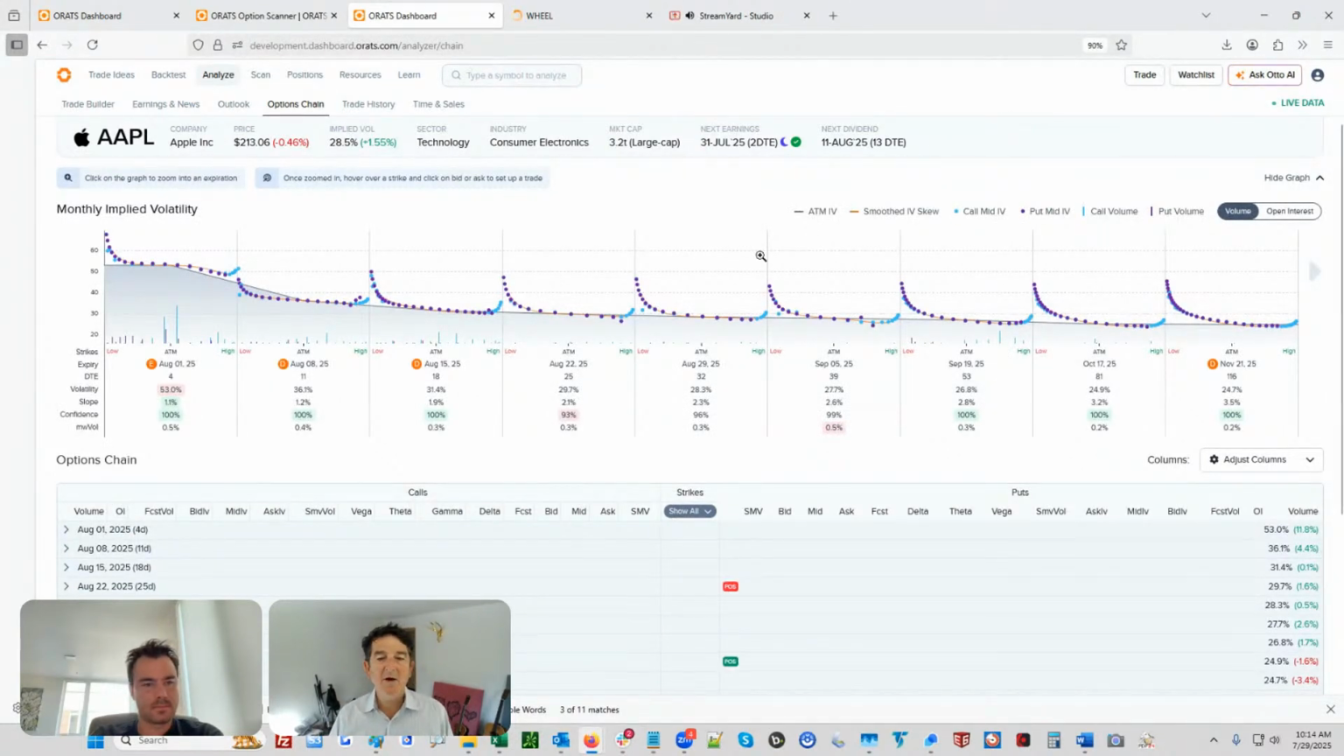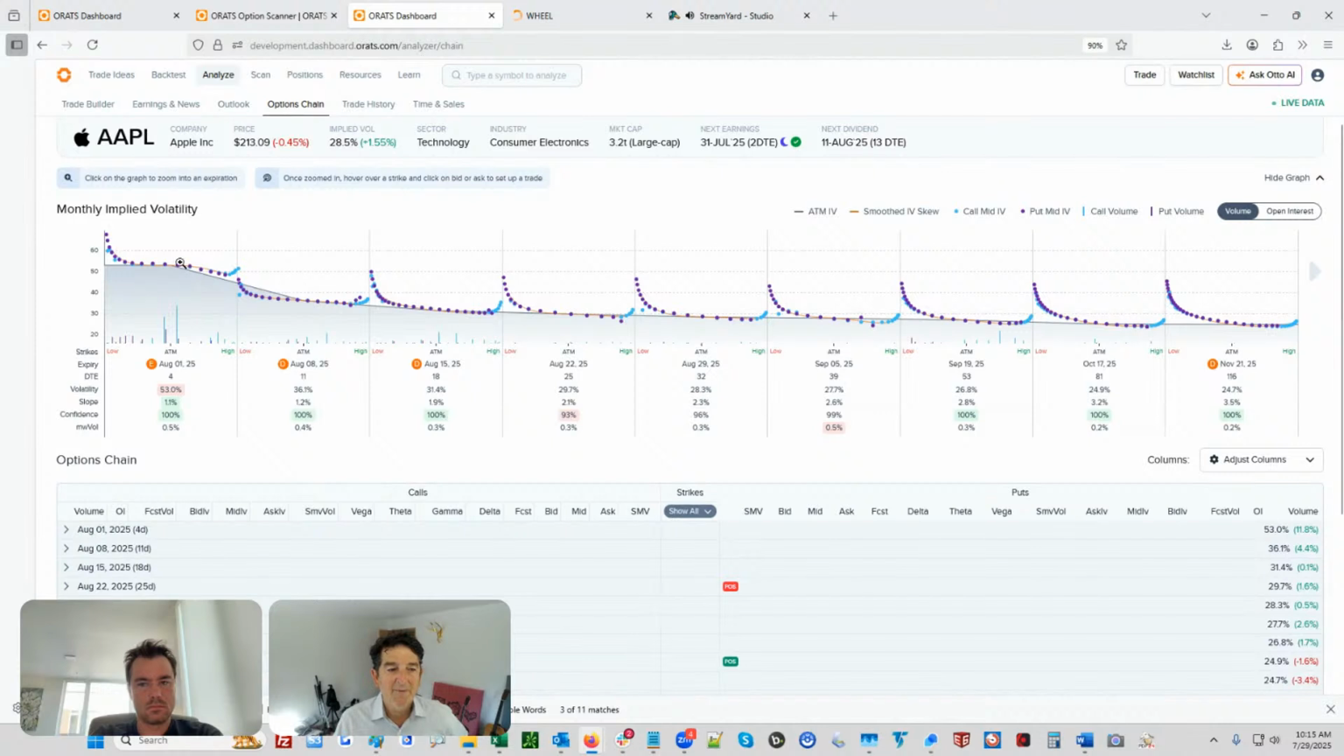So let's talk about our SMV process next, because that kind of makes all this stuff work, because we're doing pretty fine-tuned calculations when we're doing forward vols. You have to have very good at the money volatility. So let's talk about how we get very good at the money volatilities at ORATS.